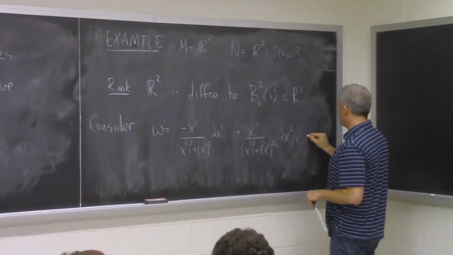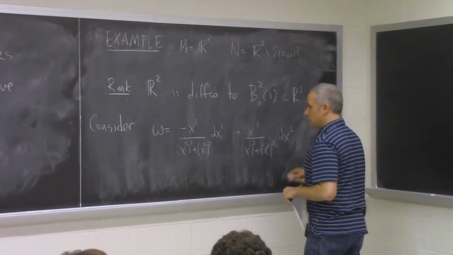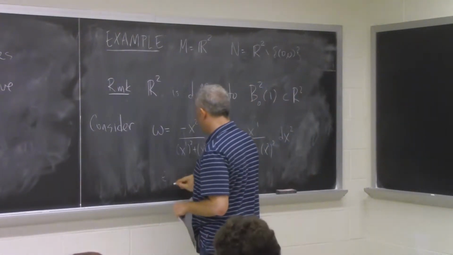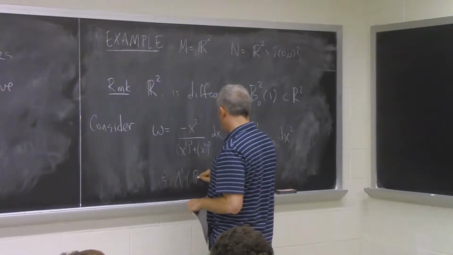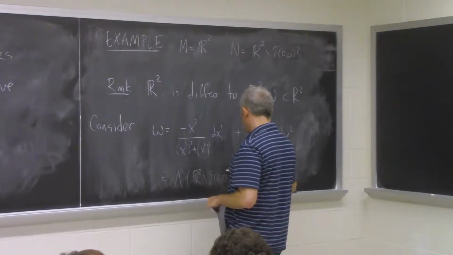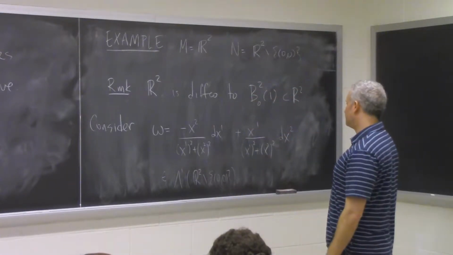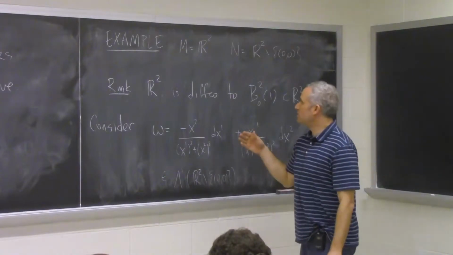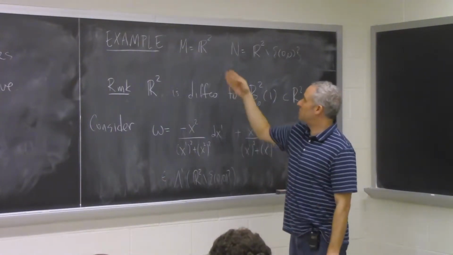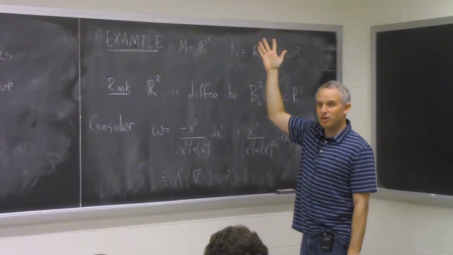And this is an element of, well, let me give myself some space. So this belongs to the 1-forms on R2 minus the origin. Okay? So this is a form which doesn't live here but lives here. So it knows the difference between these two, at least as sets. Okay?